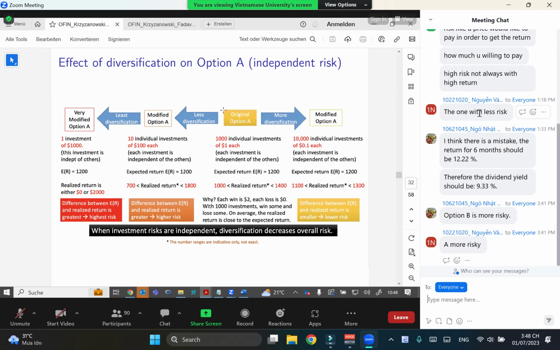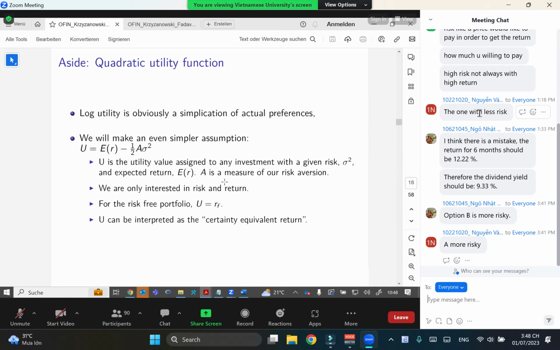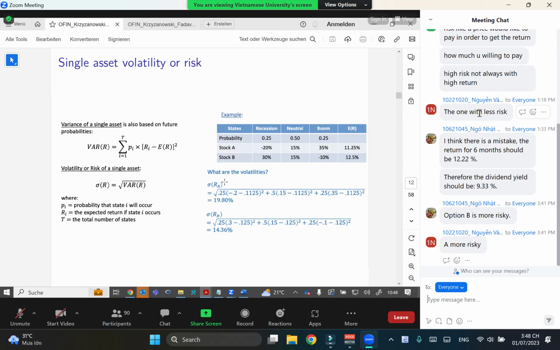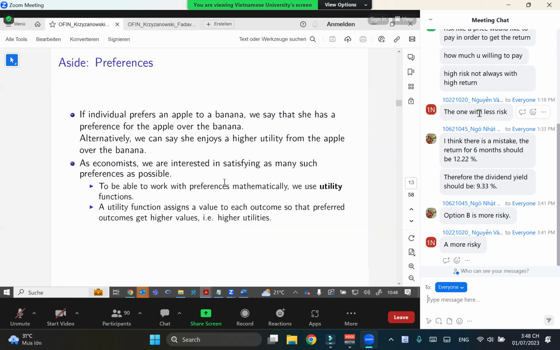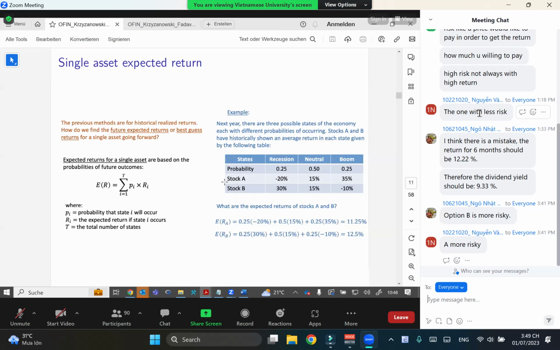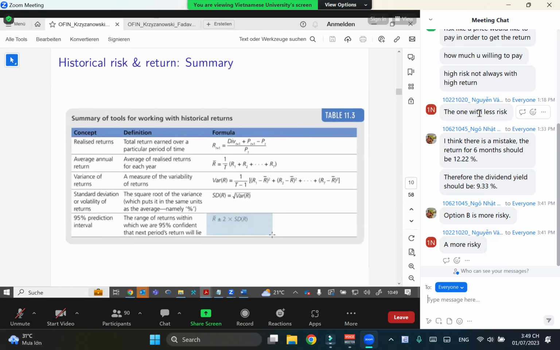Suppose this was our original option A: 1,000 individual investments of $1 each. Each investment is independent of the others. The expected return is 1,200 as we've derived. And the realized returns will lie within a range, depending on which interval we take. But let's suppose we take the 1 or 2 standard deviation prediction interval, right?